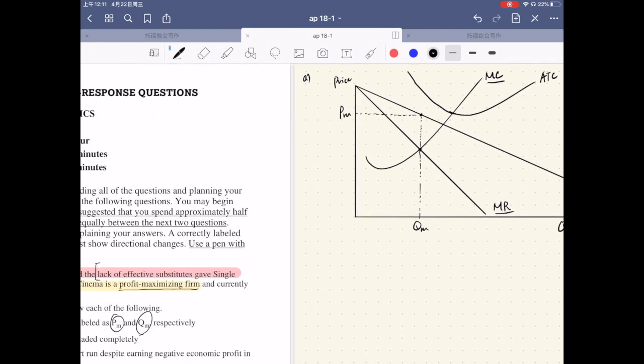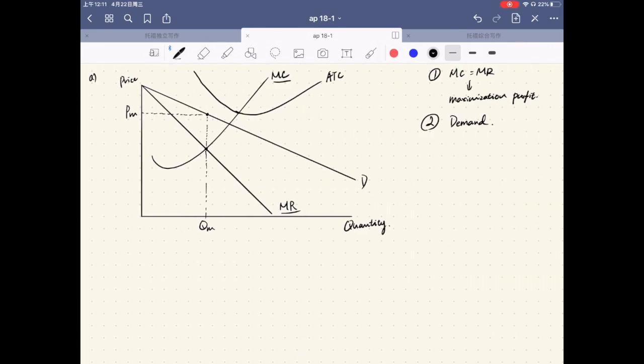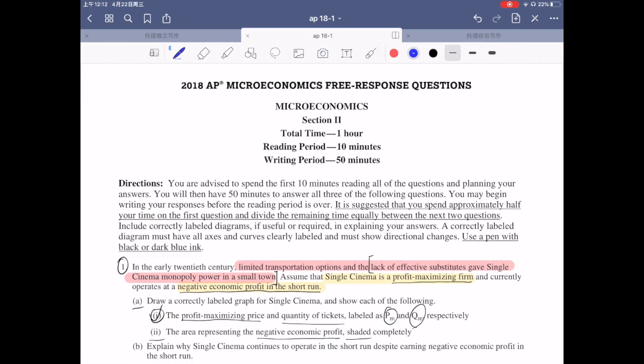And now we finish the first part, and the second is we need to show the negative economic profit and shade it completely. So the third step is to go to the ATC. So it's here. So here is the negative economic profit.